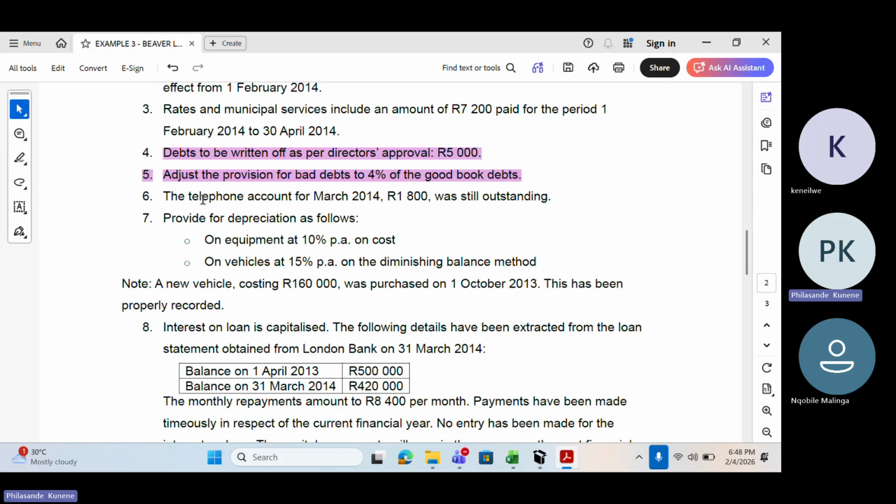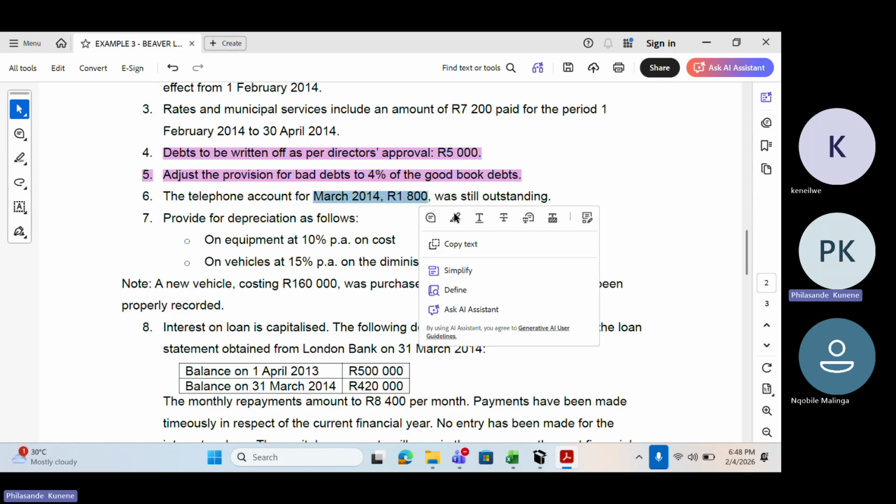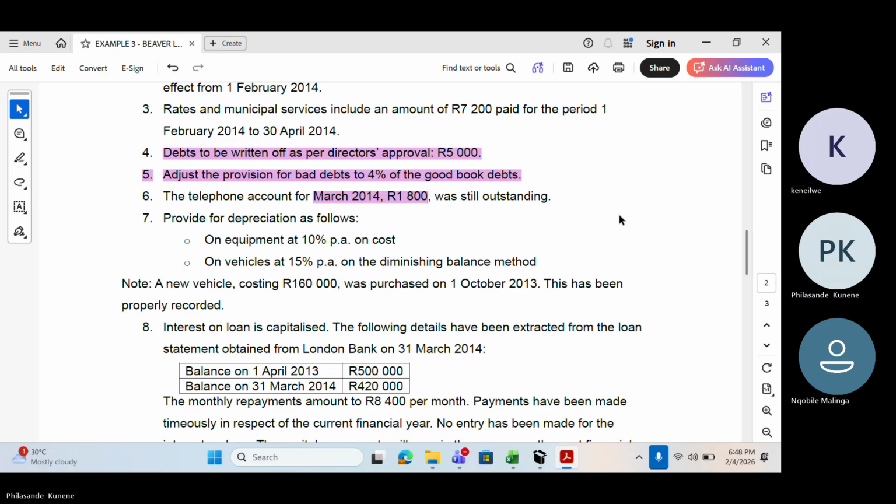Number 6, the telephone account for March 2014, 1,800 was still outstanding. What do we do with this one, Smanga? How do we deal with this one? We will add 1,800 to the amount that's on the trial balance. Exactly, very good, because it is still outstanding. This is a telephone account. It is still outstanding for March 2014, 1,800 was still outstanding.